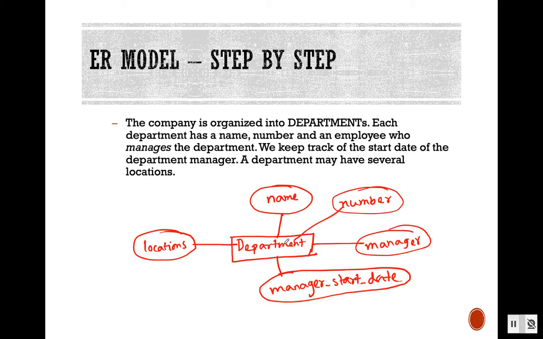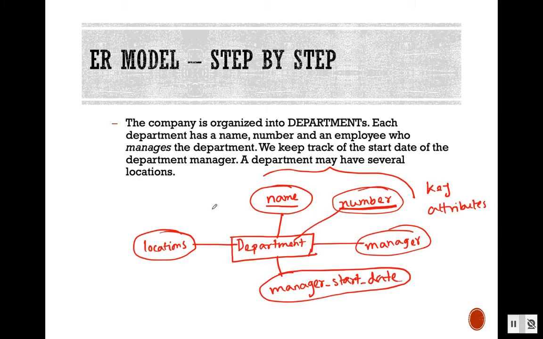So for each department, we know the name will be unique. Okay, so we can say that the name will be a key attribute. And also number, each department will have a unique number. Okay, so number will be also a key attribute. So here we are going to have two key attributes. These two are here the key attributes.